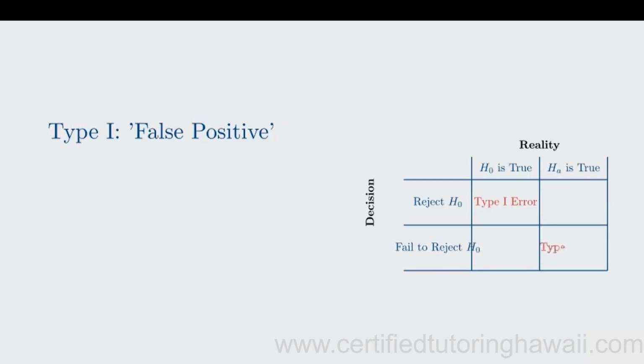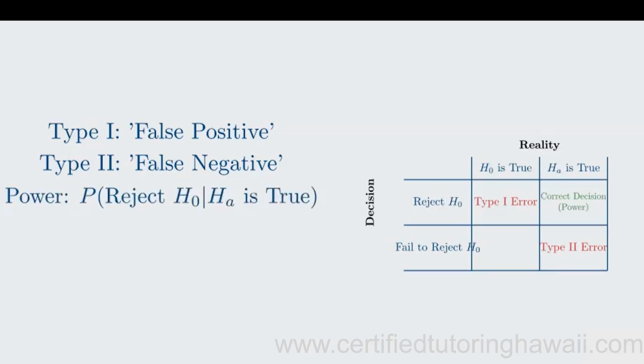Now, what if the alternative hypothesis is actually true, meaning there really is an effect, but our data isn't strong enough to prove it? This is a Type 2 error. Think of it as a false negative. We missed the truth. If we reject the null when the alternative is true, we've made a correct decision.